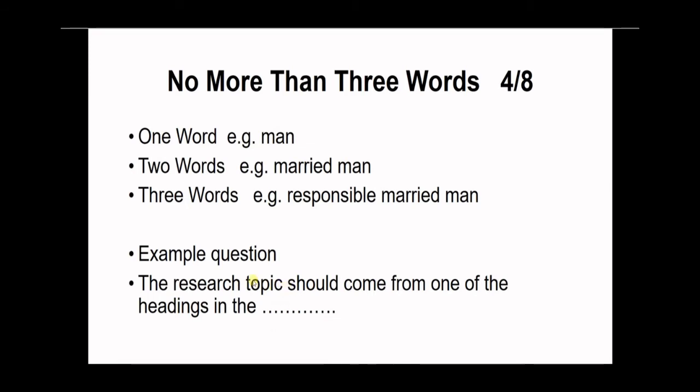The answer to this example question is note system. So the research topic should come from one of the headings in the note system. You realize over here that in note system there are 2 words, although we are told to write 3 words. For this question, the answer is note system, which is 2 words. So if you write note system, you are correct.